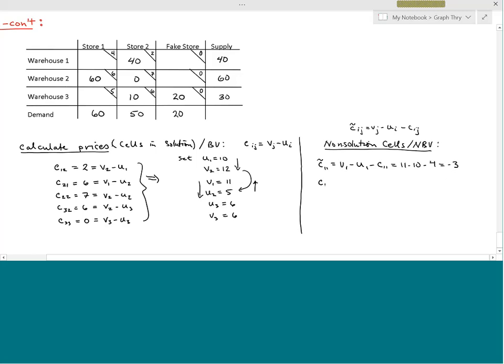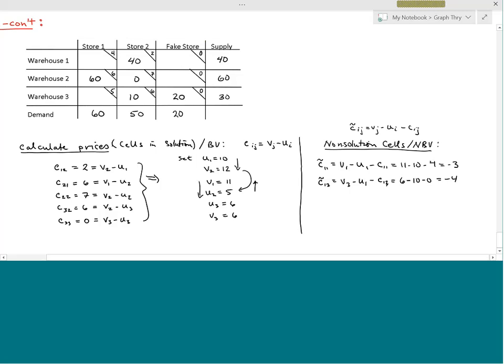If we look in cell 13, this is just leaving supply at warehouse 1, and remember warehouse 1 had the cheapest cost to ship out, so logically speaking, that one's probably not going to get pulled into our solution. But this would be V3 minus U1 minus the cost associated. V3 is 6, U1 is 10, and the cost is 0, so this looks like a negative 4. Negative values means your cost would go up. Never choose somebody that's got negative values from this C tilde.